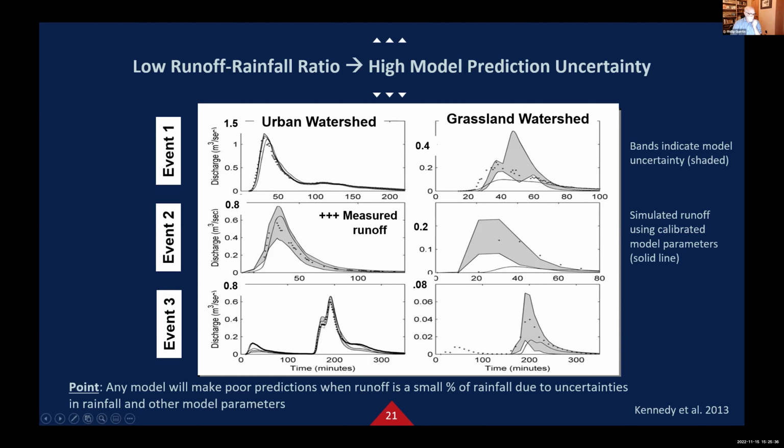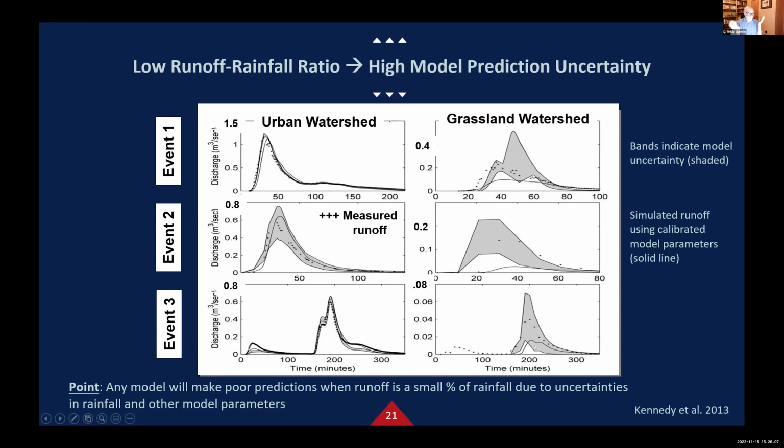These are much larger events, with a lot more volume of runoff and much higher peak flows as well. For two of these, we did exceedingly well, the top one and the bottom one, and for the middle one, we did better than any of the grassland watersheds, where we had a high degree of uncertainty. So these bands indicate uncertainty related to our modeling results.